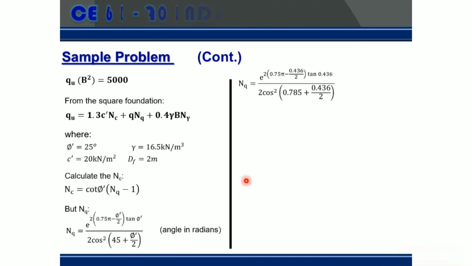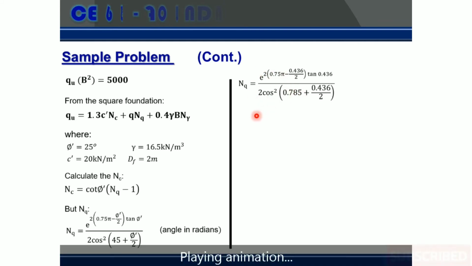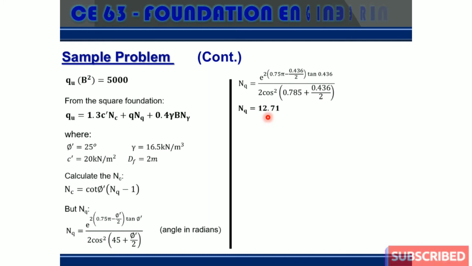So proceeding with this one, we now have the value of our 25 degrees in terms of radians, which is equivalent to 0.436, and our 45 degrees converted to radians is equal to 0.785 radian. Calculating this one, we can get the value of our Nq equal to 12.71. We can therefore say that our Nc is equal to Nq minus 1 times the cotangent of our friction angle.